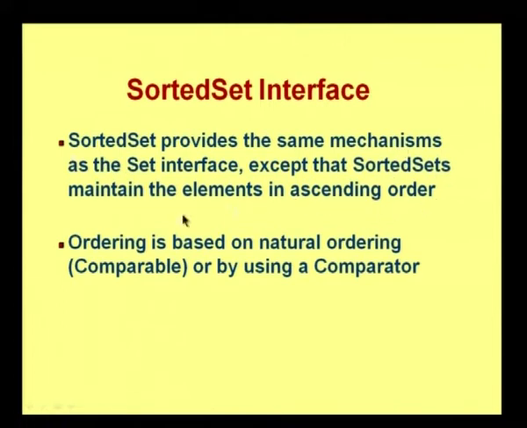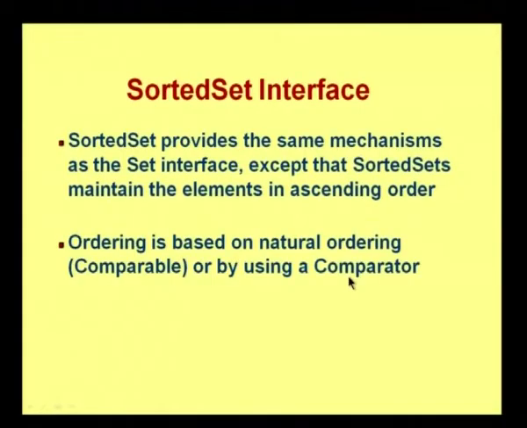So, whenever I add an element to my sorted set, it will be automatically sorted based on the object. Once I insert a particular object, it will be stored in ascending order. Whereas in the case of your set, whenever I add an element, it will be added at the end.